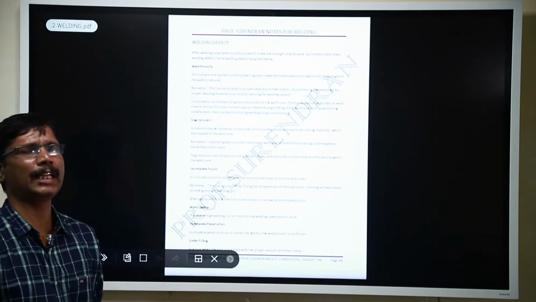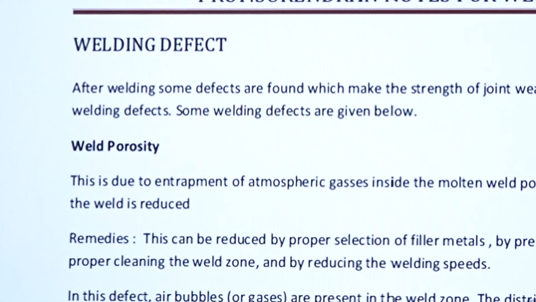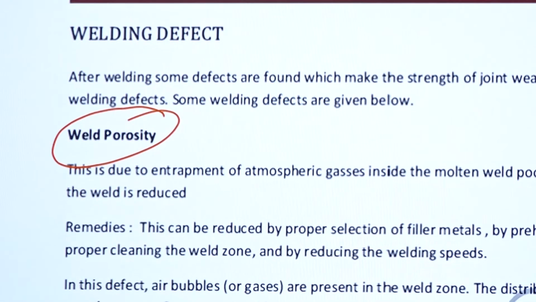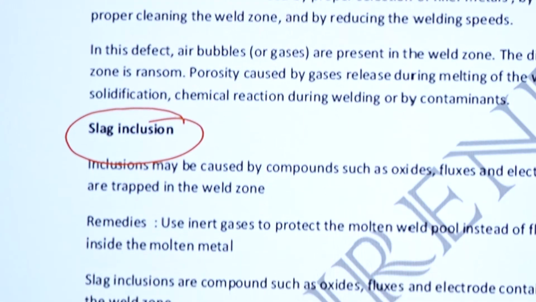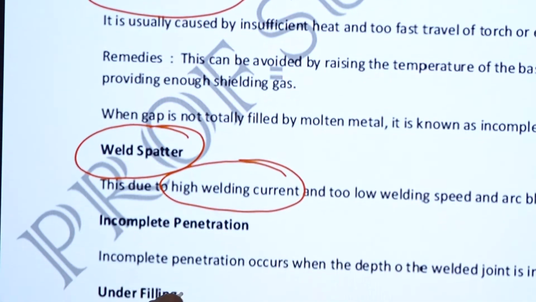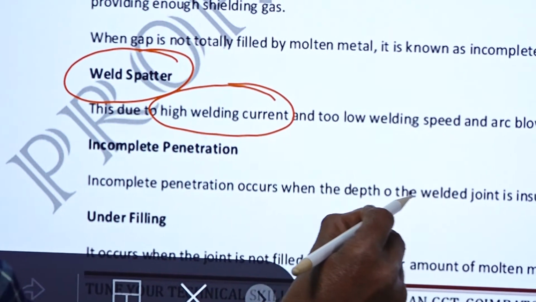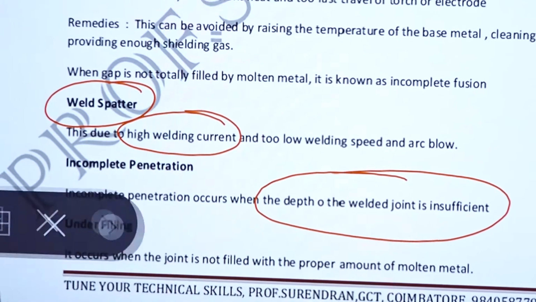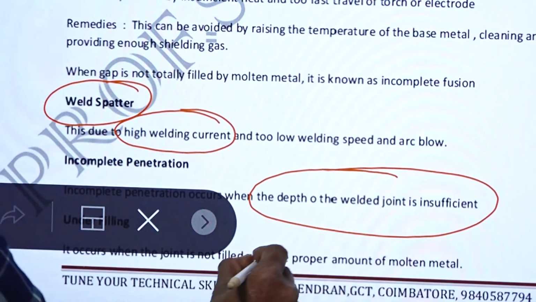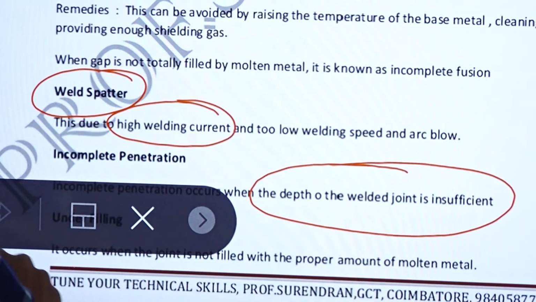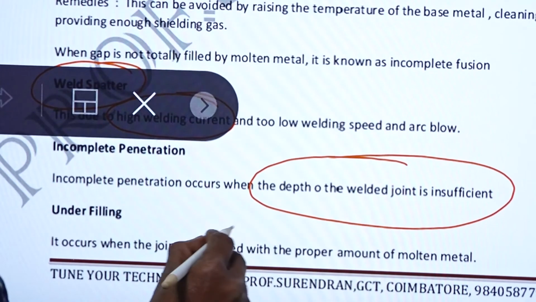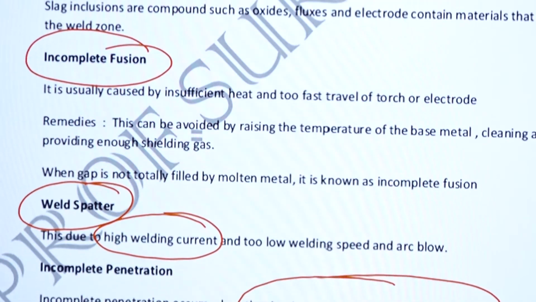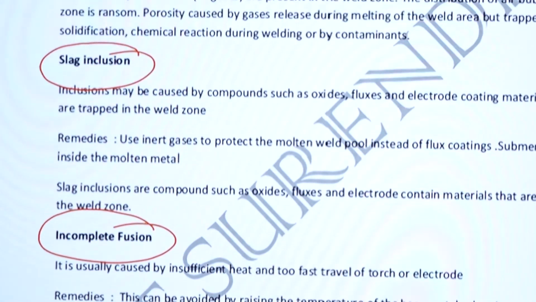Next, welding defects. What are the welding defects that can be obtained? We have welding porosity, slag inclusion, incomplete fusion, and weld spatter. Weld spatter occurs due to high weld current, and incomplete penetration occurs because the depth of the welded joint is insufficient. And we have underfilling, which occurs when the joint is not filled with the proper amount of molten metal.